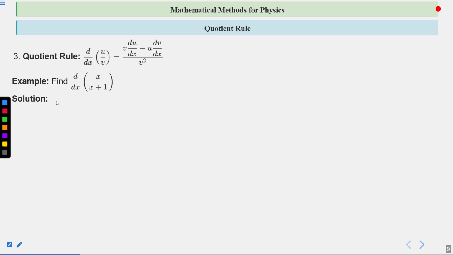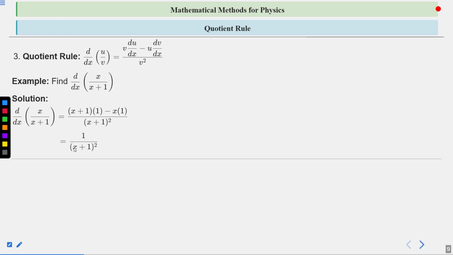So the solution is, taking the derivative of x divided by x plus 1 with respect to x, it will be first the denominator x plus 1, so the square of the denominator term, x plus 1 whole square. Now x plus 1 as it is, the derivative of x with respect to x is 1. Then minus x as it is, and the derivative of x plus 1 will be 1. So the final answer is 1 upon x plus 1 whole square.